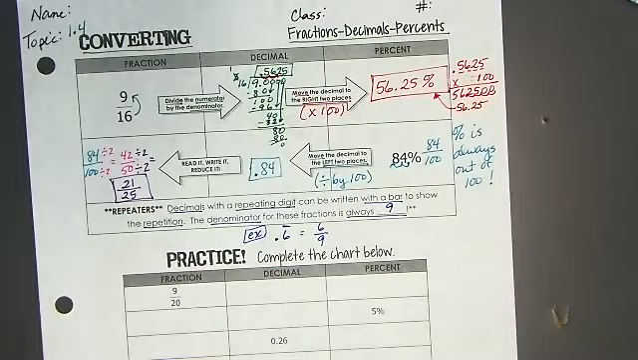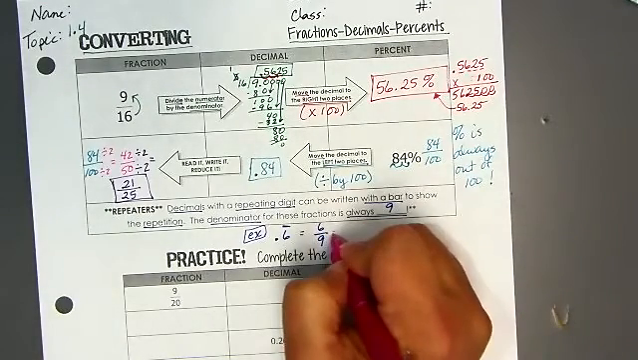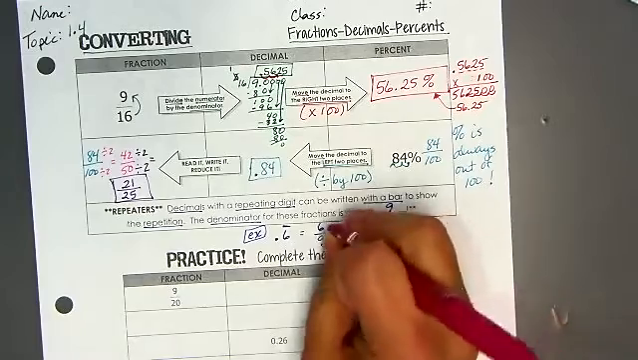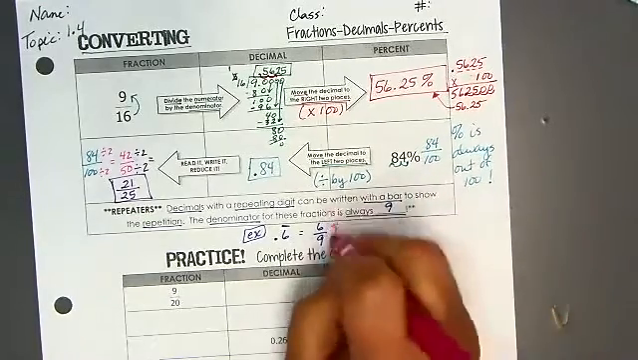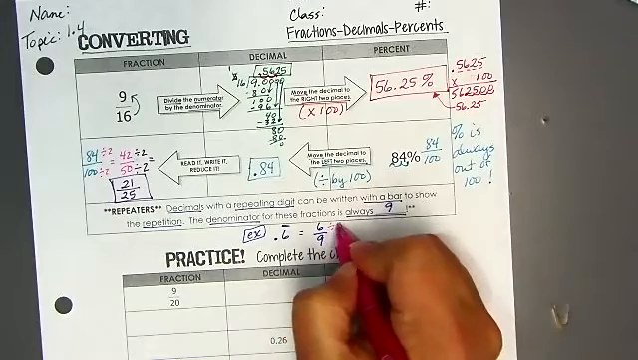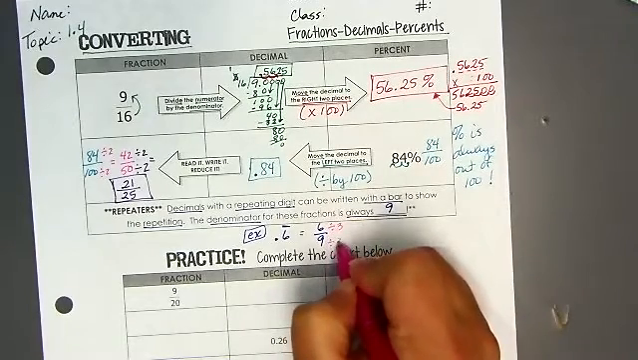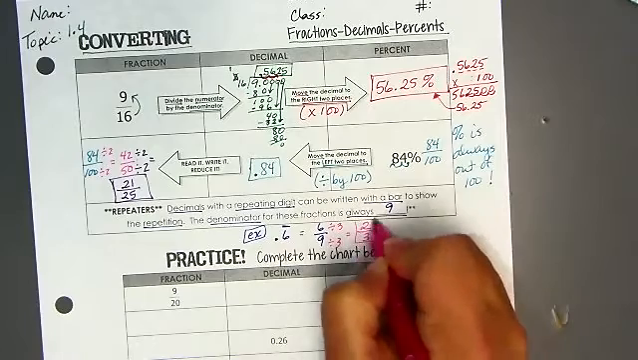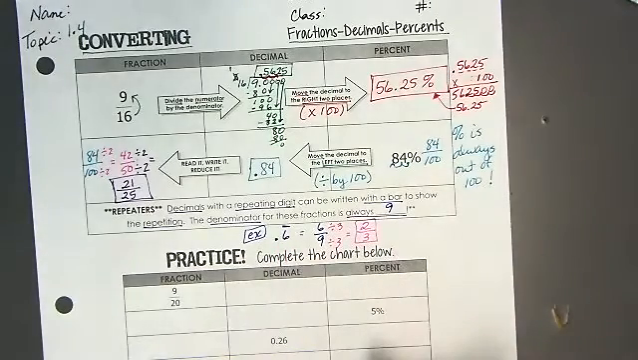And now I can simplify. Divide by 3, divide by 3, and I end up with 2/3 as the fraction that represents 0.6 repeating.